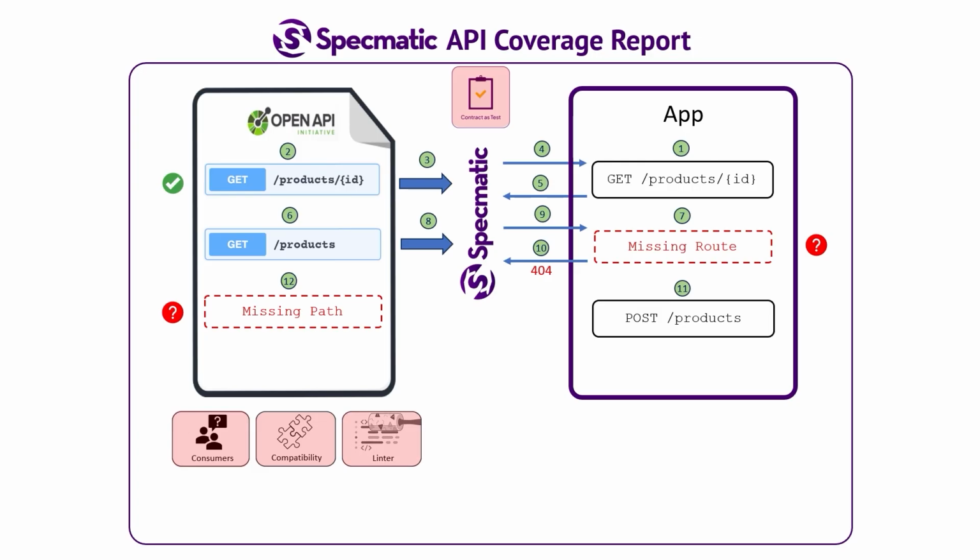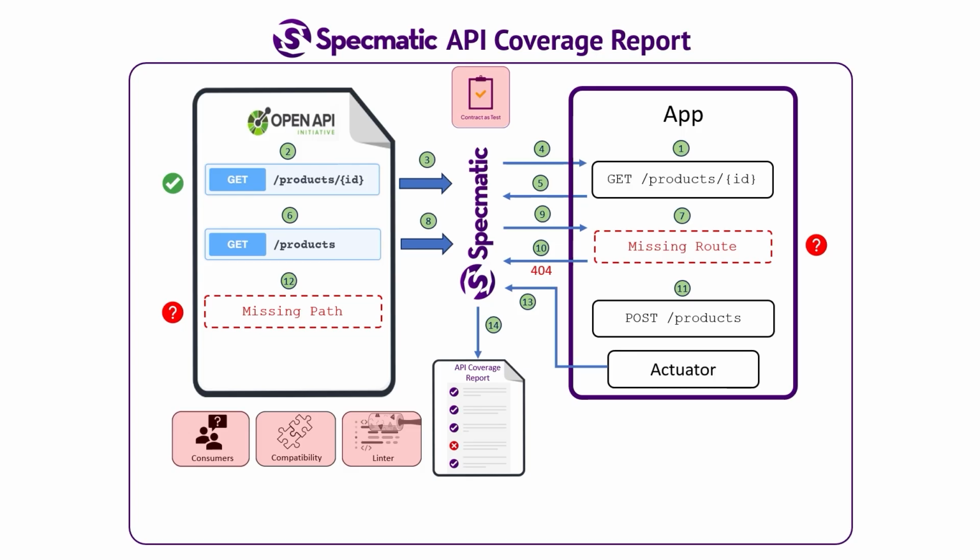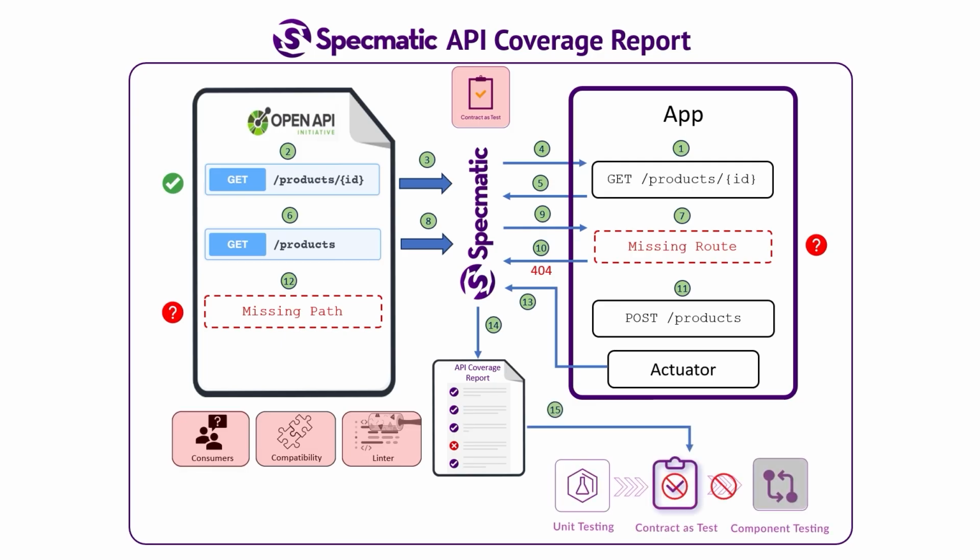This is exactly the problem that Specmatic's API coverage report solves. Specmatic can detect an application's endpoints and generate a comprehensive API coverage report. The API coverage report helps us to identify any mismatch between the OpenAPI specification and the application early in the development lifecycle. We can also prevent these issues from propagating any further by failing the CI pipeline build if the API coverage report detects any mismatch.